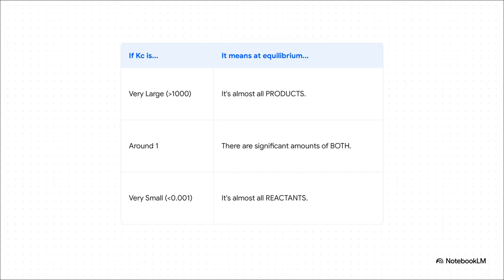If Kc is a huge number, it means the reaction heavily favors the products. It pretty much goes all the way. If Kc is super tiny, the reaction barely even gets started. And if it's somewhere around 1, you've got a healthy mix of both reactants and products hanging out together.